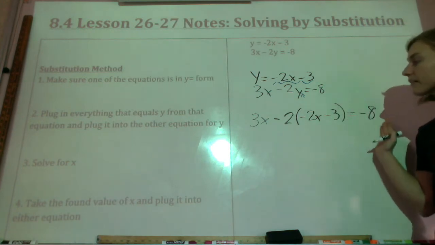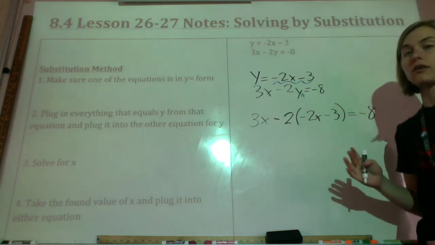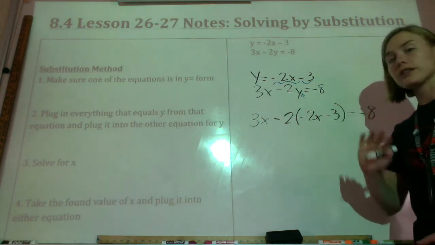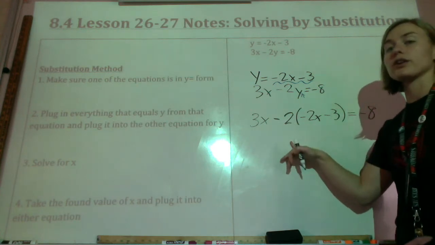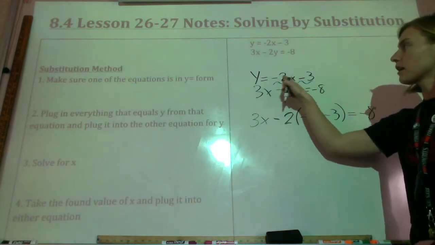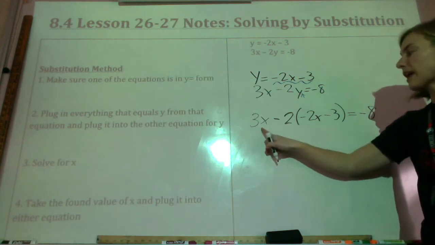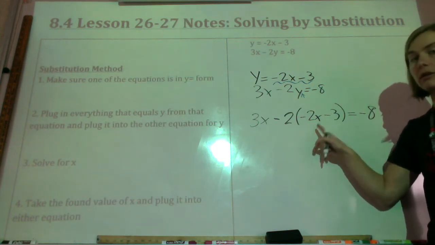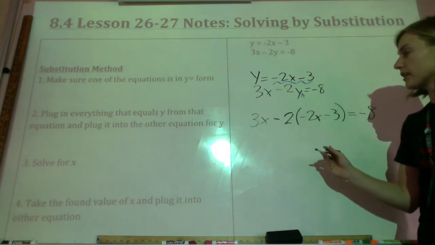So now we have an equation with just one unknown, which is what we want, because we know how to solve equations with one unknown. That's the beauty of substitution: going from having two unknowns to having one unknown, which we can solve. So we've done step two. We've plugged in our negative 2x minus 3 for y, and you'll notice something interesting. We now only have one variable, and we know how to solve that. That's why step three is solve for x. So let's go ahead and do that.